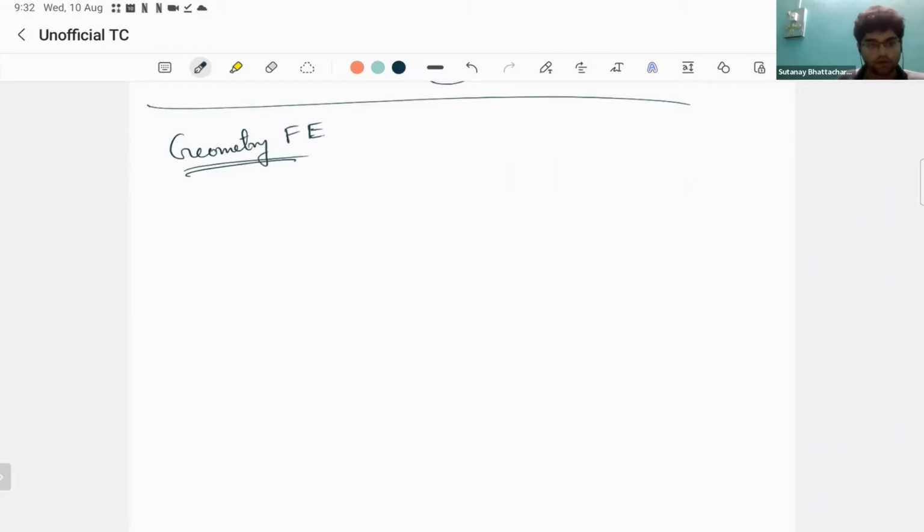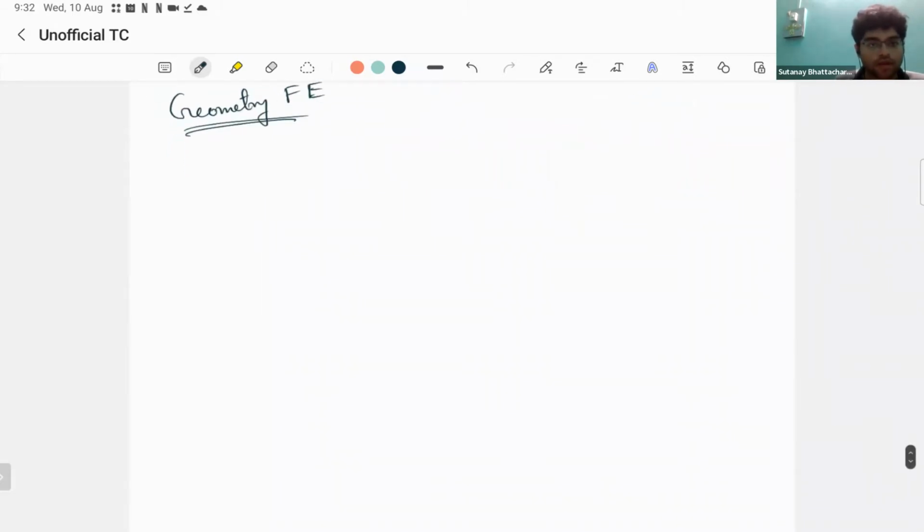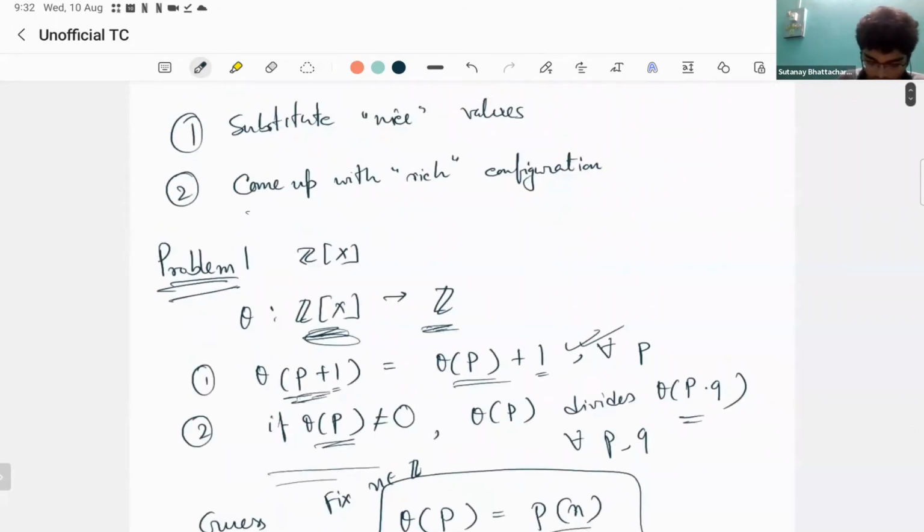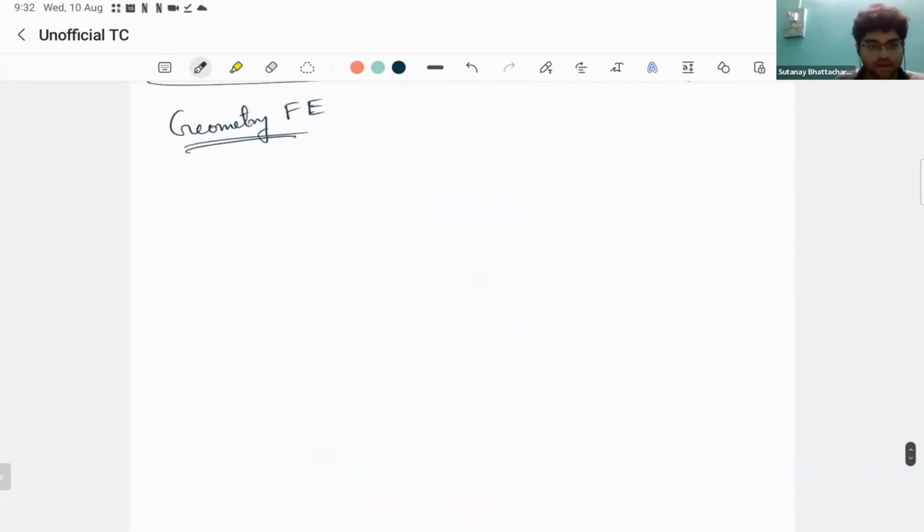Symmetry. This is slowly growing in popularity these days, and one general theme I have noticed before: one very useful trick to solve these is to come up with rich configurations. Now, what do I mean by that? Take a look at the problem set.